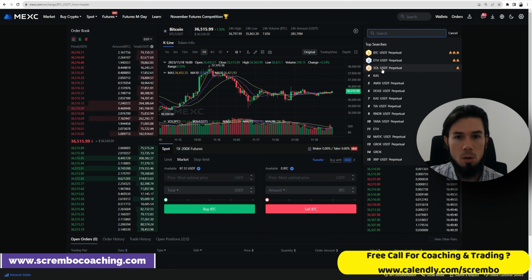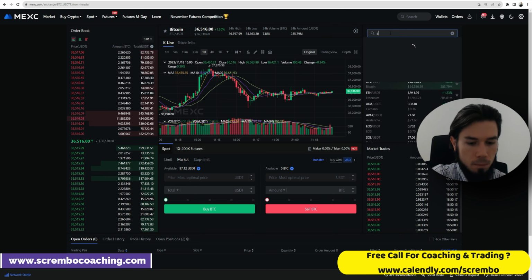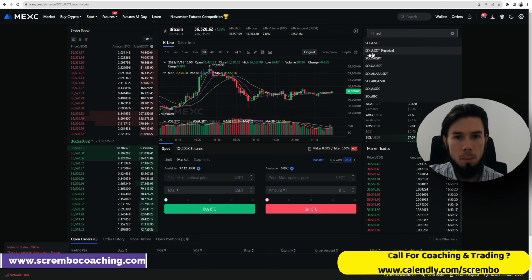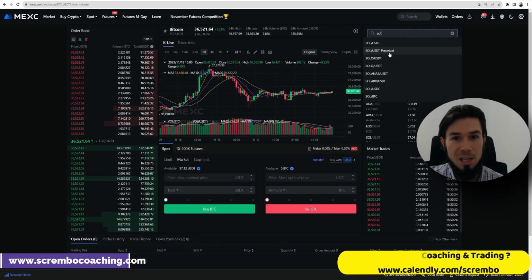It says Solana USDT perpetual. Perpetual stands for futures contracts, for futures trading. It is not spot trading, right? So if I want to do Solana, I'm going to say Solana USDT, and this is the normal spot trading. When it comes down to Solana USDT perpetual, this is the futures trading. Anything under the name of perpetual will be under the futures trading. So if you click on that, you are going to be on the wrong page. You're going to be on the page of futures.